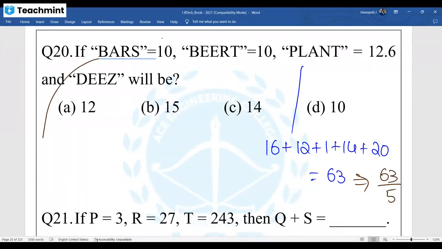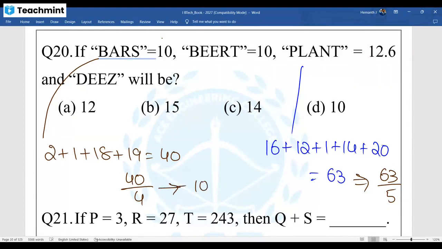Sir, what about Bars? B value 2, A 1, R, S, we got 40, but they gave 10, divide by 4. Divide by 4. Now, sir, in the previous question it was all divide by 2, divide by 2, sir. But here, what is this? Divide by 4 is there. This BERT, divide by 5. What is the logic? Yes, divide by the number of letters. Divided by the number of letters in that word.